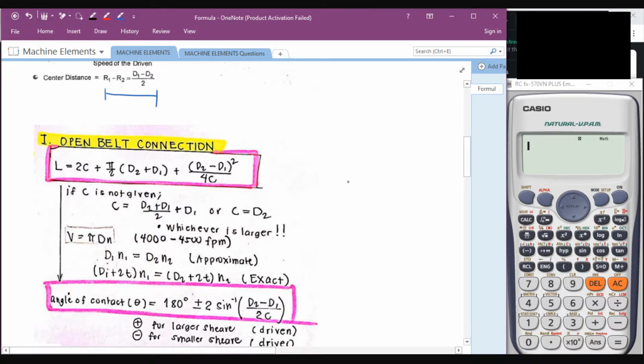When we are talking about belts, dalawa lang yan. An open belt connection and then a cross belt connection.